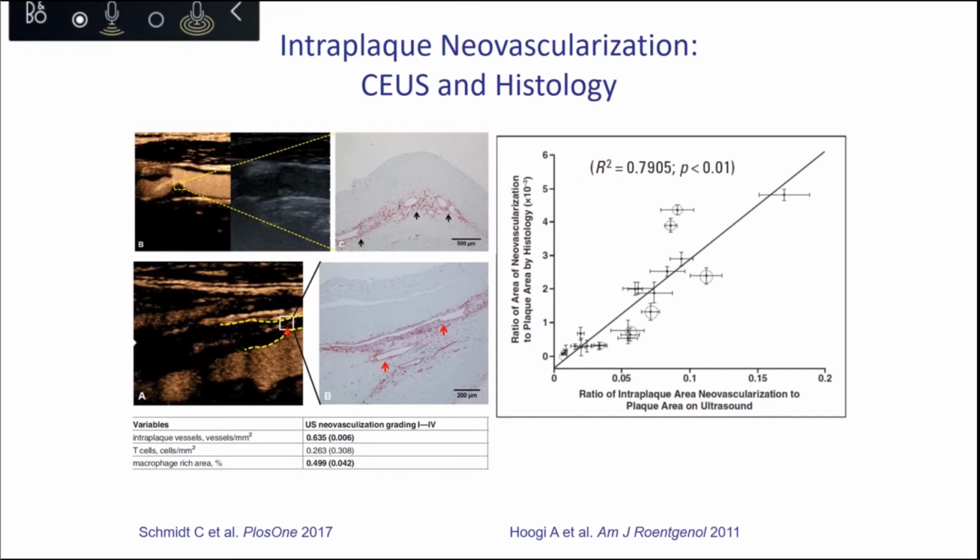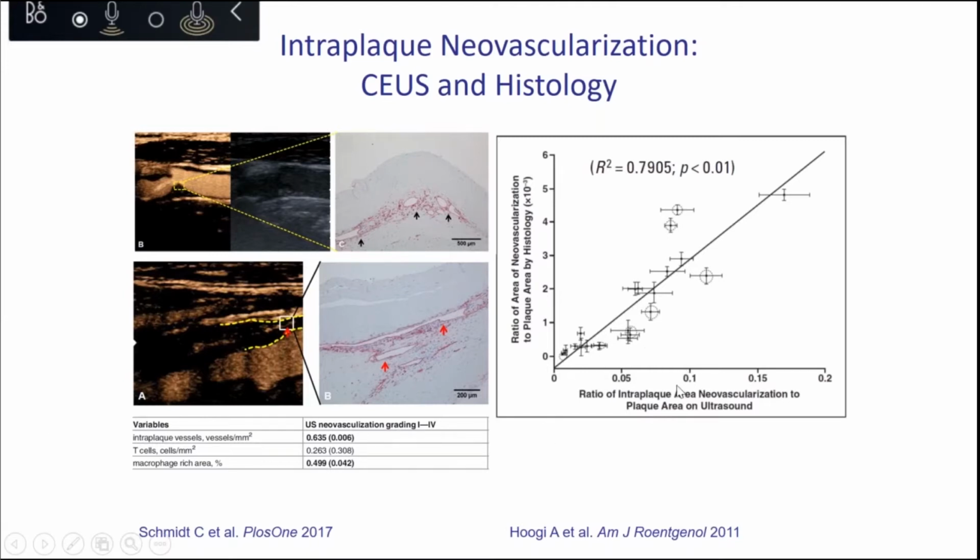This is a study from Germany. They looked at the intraplaque neovascularization in carotid stenosis that underwent carotid endarterectomy, and they compared the vascularization within the plaque with the corresponding histology. They found quite a good correlation not only with the amount of vessels, but also with the inflammation within the plaque.